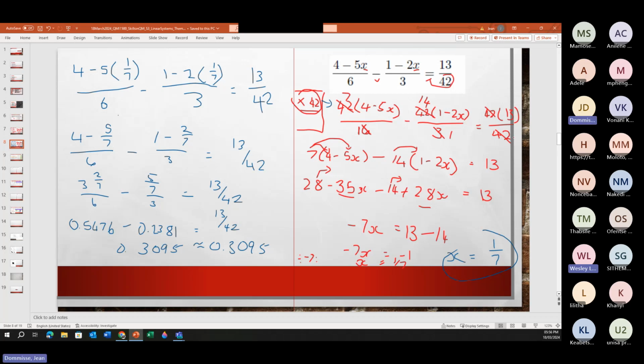42 goes into 42 once, and 42 goes into 42. So in the next step, I just simplified it so that there's the 7, the 14, and the 13. Okay, now I understand. It's just that step I got confused, because then you lose the 6 and the 3, because it's over 1. Yes, exactly. Okay, it makes sense. Thank you so much.